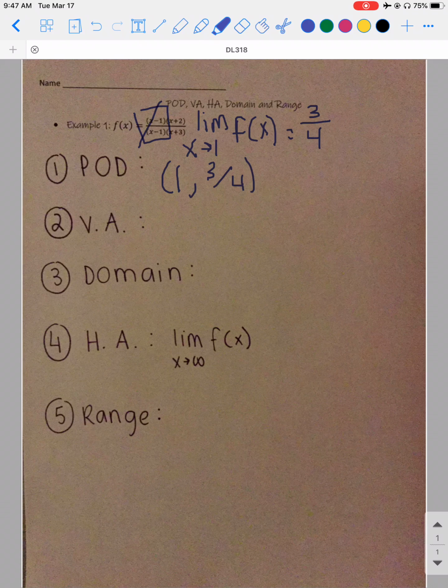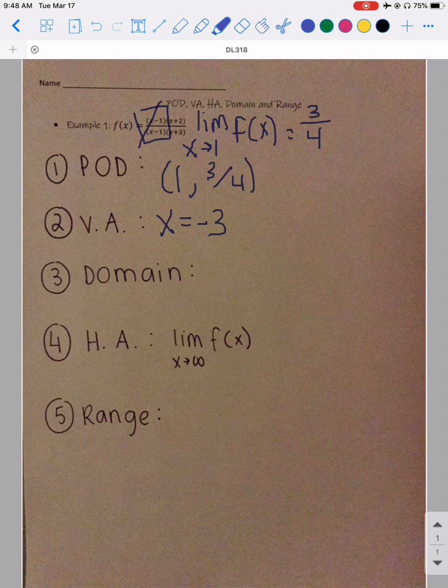Once we find the pod, now we can find the vertical asymptote. We can use the simplified function we have up here, so x plus 2 over x plus 3. The vertical asymptote will occur where this function's undefined, so I could set the denominator, x plus 3, equal to 0, and find that the vertical asymptote occurs at x equals -3.